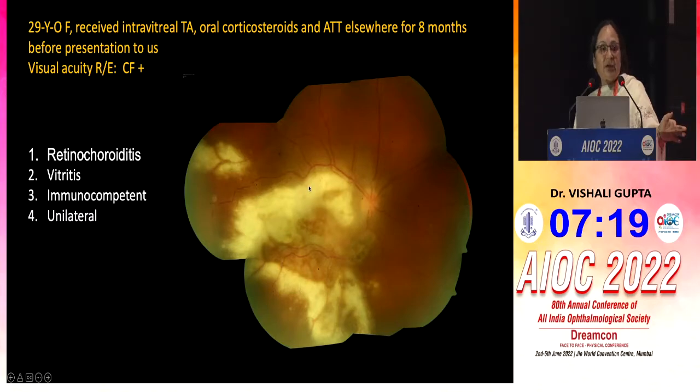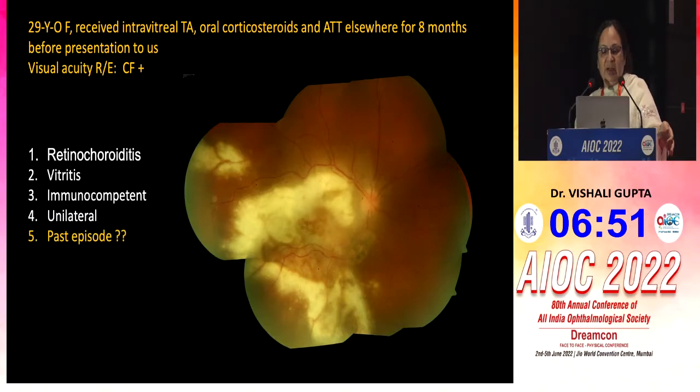Here, the retina is involved, and always take the help of OCT these days to see whether retina is involved or not. Well, it's retinochoroiditis. Is there associated vitritis? Yes, there was. Patient is immunocompetent. It's a unilateral disease. Now, why would TB present as retinochoroiditis? So you know that it's probably not TB at all.